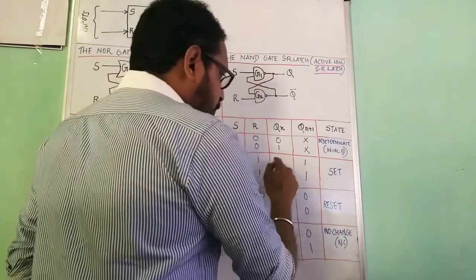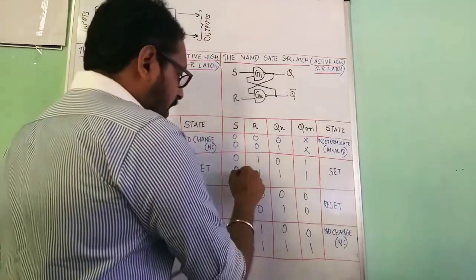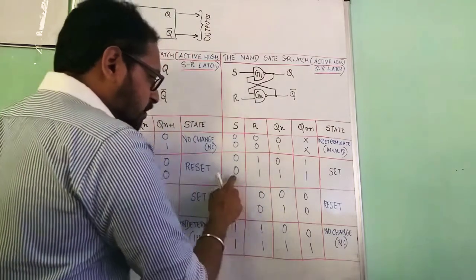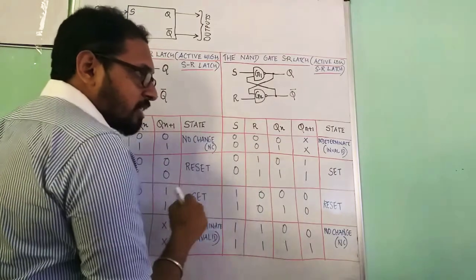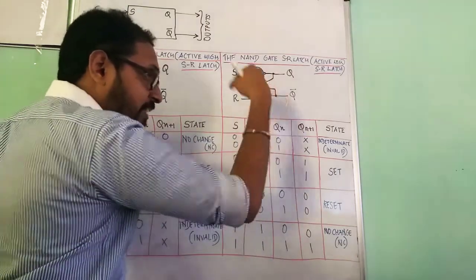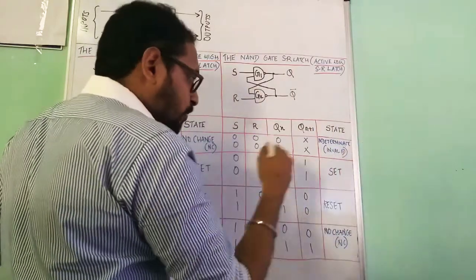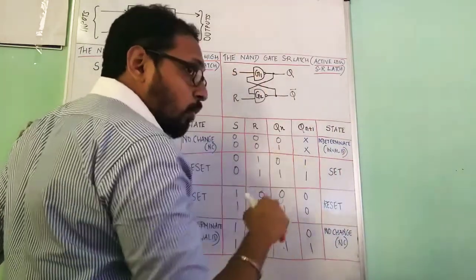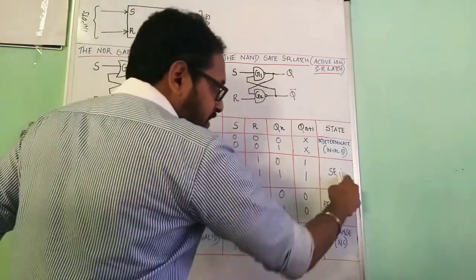It means it should be set to 1 value. Clear? And the value of S is 0, value of R is 1, present state is 1 state. As this is the active low case, it should be set to a 1 value when the value of S is 0. Clear? So it will be 1, that is the set state.